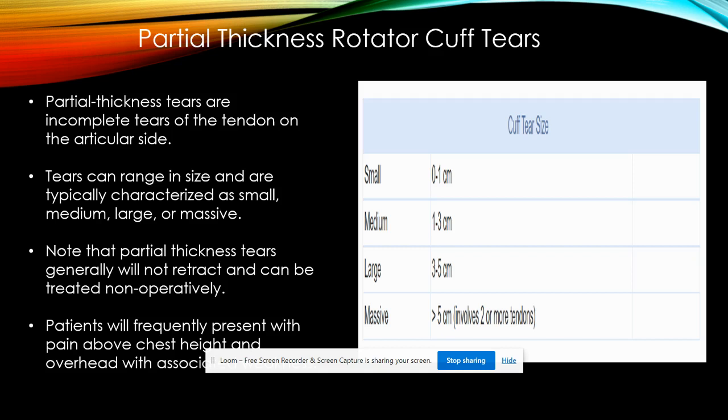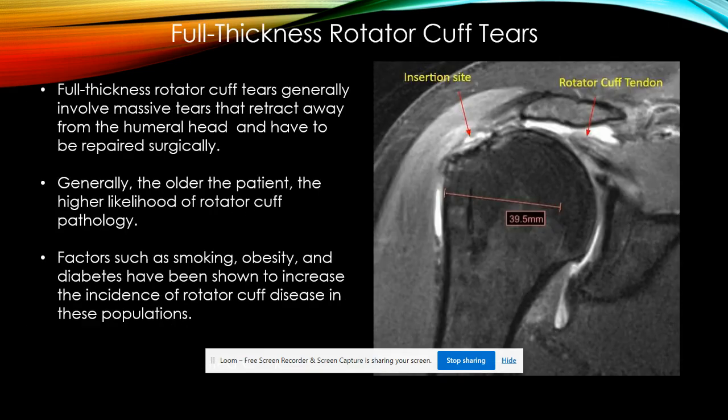So obviously a key exam finding with partial thickness cuff tears is that patients are going to frequently present with pain above chest height and overhead. They're going to tell you, it doesn't necessarily hurt when I'm down here at kind of belly level, but anytime I try to reach above my head, it just absolutely kills me. And like we talked about in class, you may notice a difference in range of motion, and then a little bit of a shake, particularly with active forward elevation.